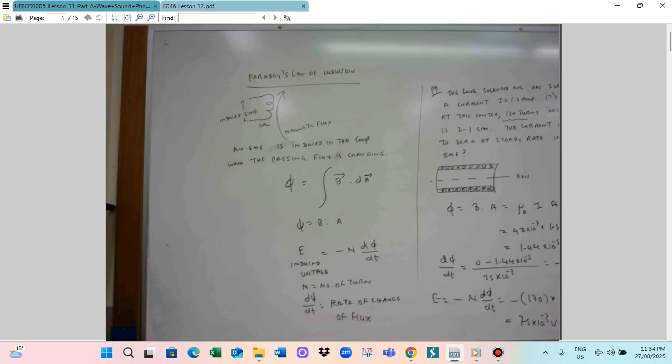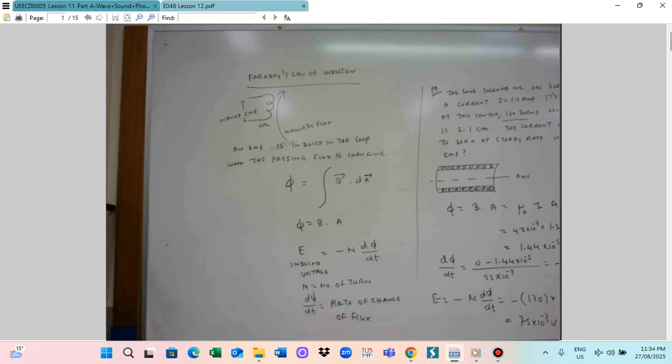So this is Faraday's law. When the magnetic flux is passing through the loop and the flux is changing, the EMF will be produced. Therefore, we can calculate the flux phi. Flux phi is the integration of the flux density multiplied by the area, the integration of the flux density vector B and the area vector.